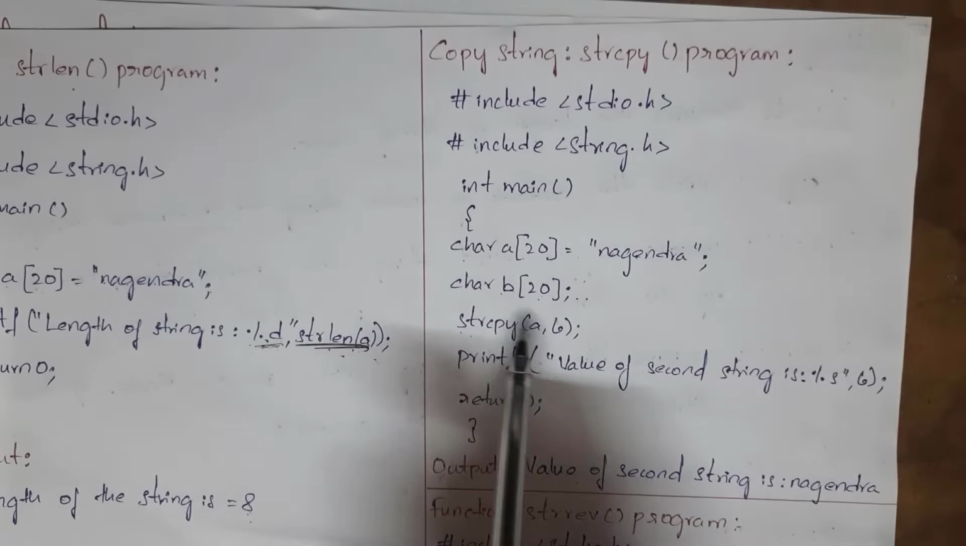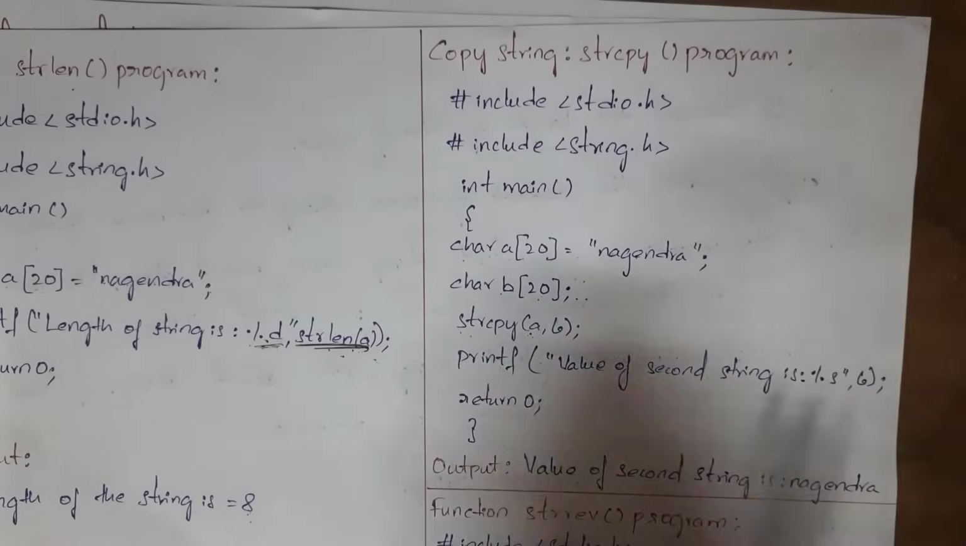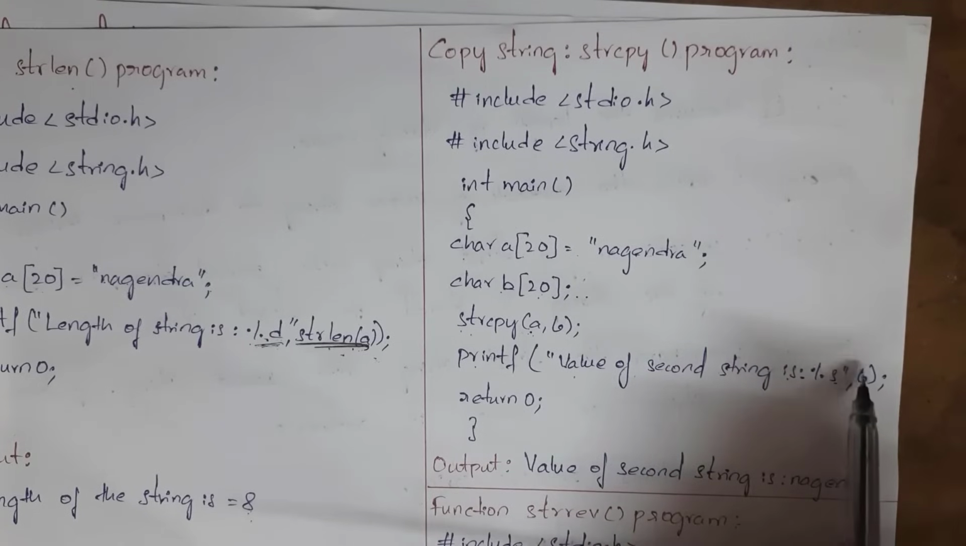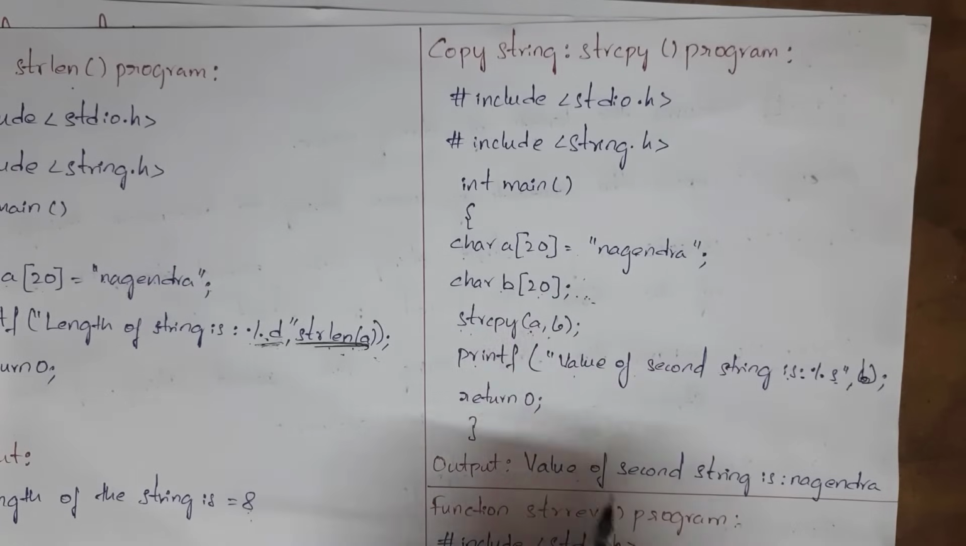By writing strcpy of A comma B, that means data which is present in A, variable A, will be copied to B. Here I written printf value of second string is %s comma B. Now by writing this function, this data is copied to this variable B. Now I will get output as value of second string is Nagendra.